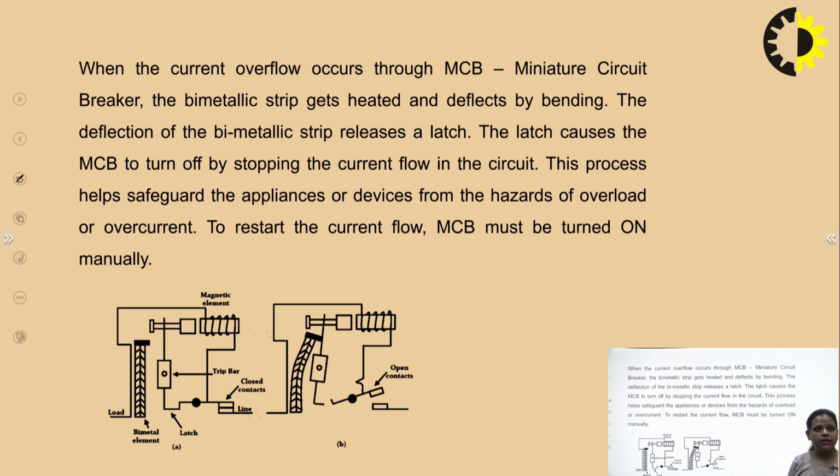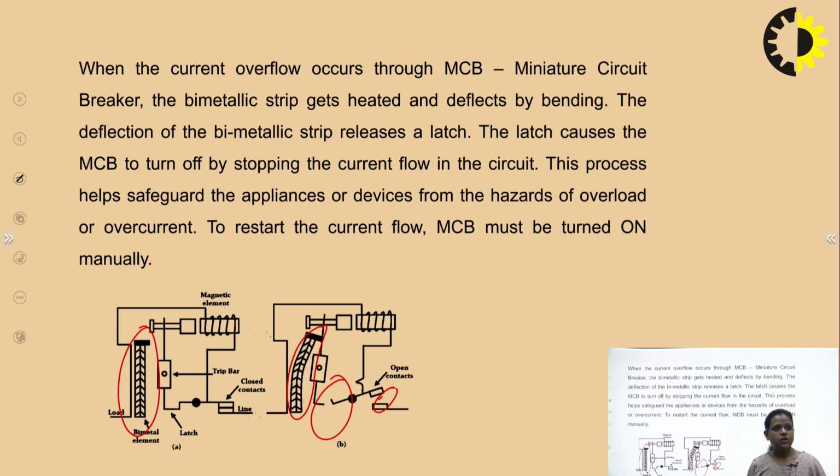So in this, when the current overflows across the MCB, or you can say miniature circuit breaker, the bimetallic strip, here it is a bimetallic strip. This bimetallic strip will get heated and will deflect by bending. So here in the second diagram, you can see that this bimetallic strip is bent. So when this bimetallic strip gets bent, the deflection of this bimetallic strip will release the latch, right? The latch is released, so the contact is open.